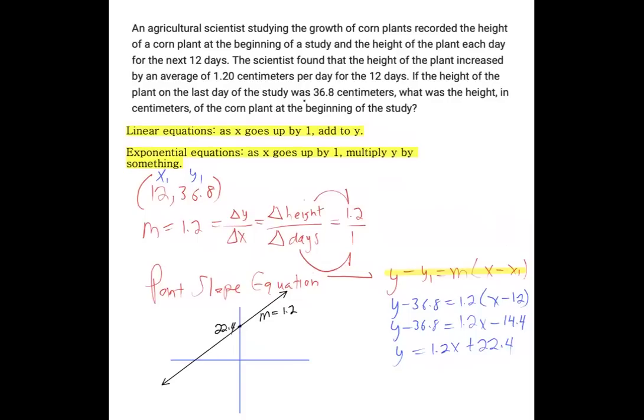So the question is asking us, what was the height at the beginning of the study? In other words, that's right here. That's at day 0 when x is 0. For the purposes of this plant growing, this part doesn't really exist because there was no plant. There was no real negative number of days. But the time the plant started was right here when the height was 22.4. And that is the answer to our question, 22.4.